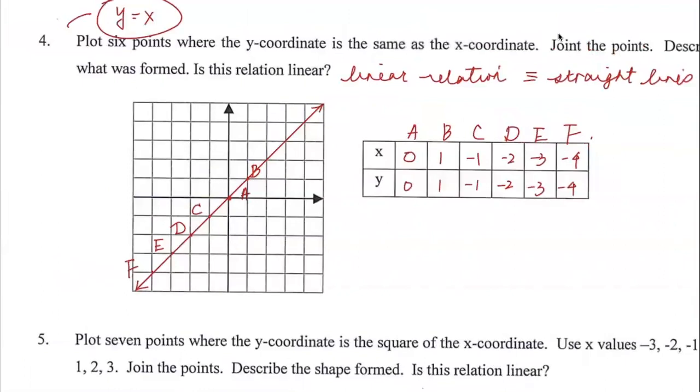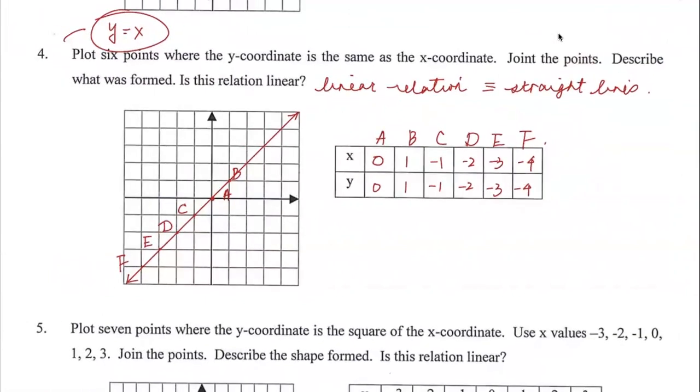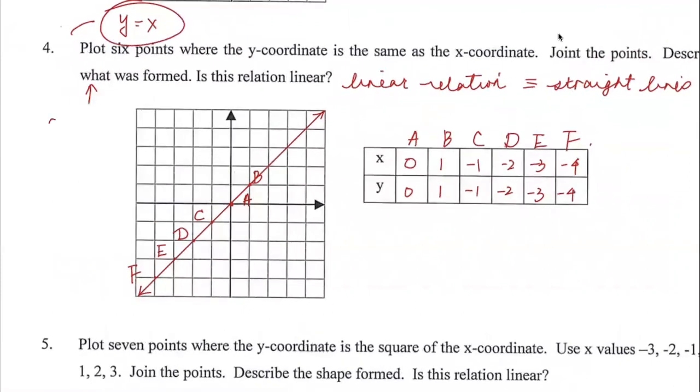So the point here is we can tell this is a straight line, right? The question says, describe what was formed. A straight line was formed. Is this relation linear? Yes, because it is a straight line, and linear relation and straight line are equivalent. So what was formed? A straight line was formed. Is this relation linear? Yes, it is linear. That's the answer to this question.